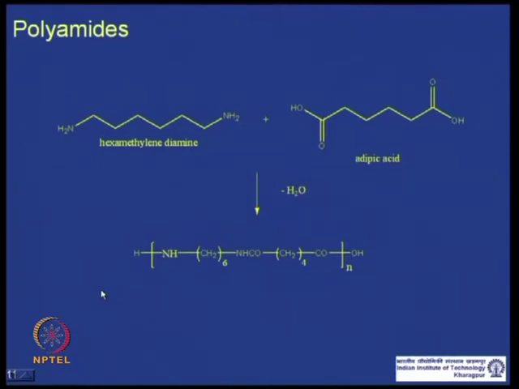We will move to the next class of step polymers, polyamides. This is a linear polyamidation reaction, an aliphatic diamine with an aliphatic diacid. You can directly undergo reaction to form linear polyamides, and this is known as nylon 6,6, a very common polymer starting from hexamethylene diamine and adipic acid.